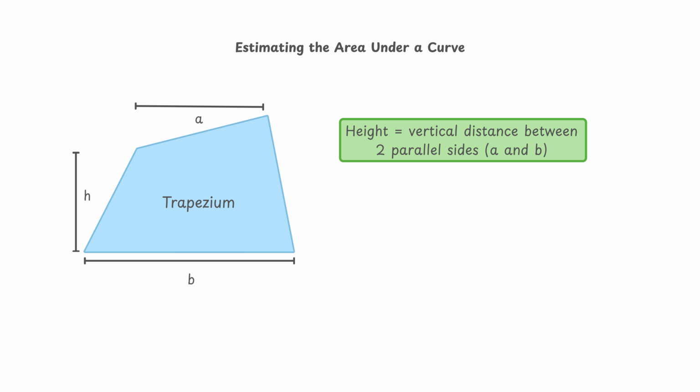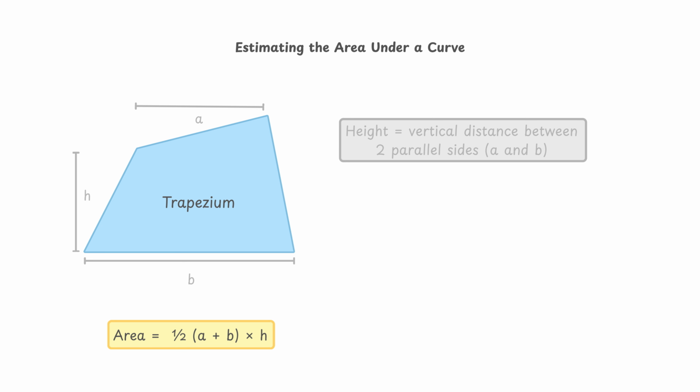Now, to find the area of a trapezium, we use a very important formula. Area equals 1/2 multiplied by (A plus B), all multiplied by H. So we take the two parallel sides, add them together, then multiply by the height, and finally multiply by 1/2. This formula is something you must remember because it is the foundation of the trapezium rule.